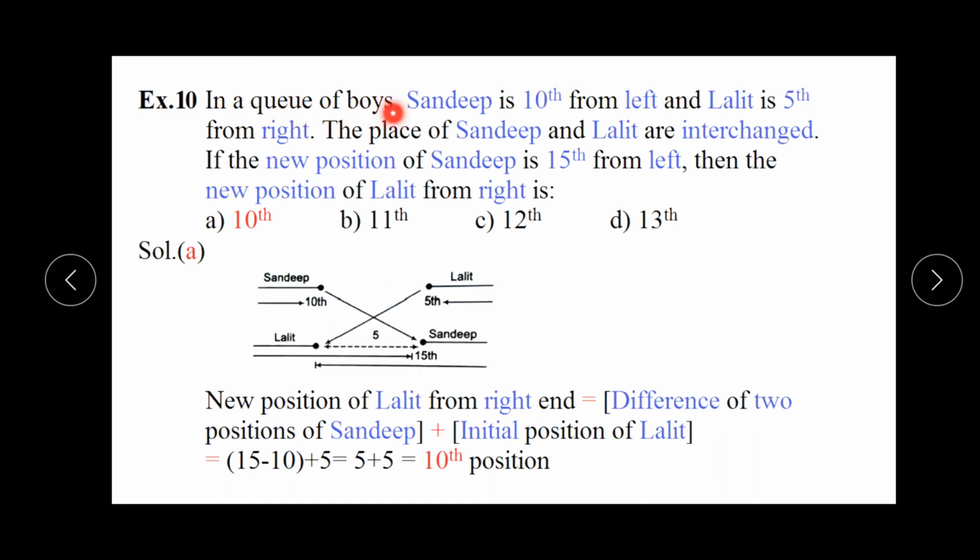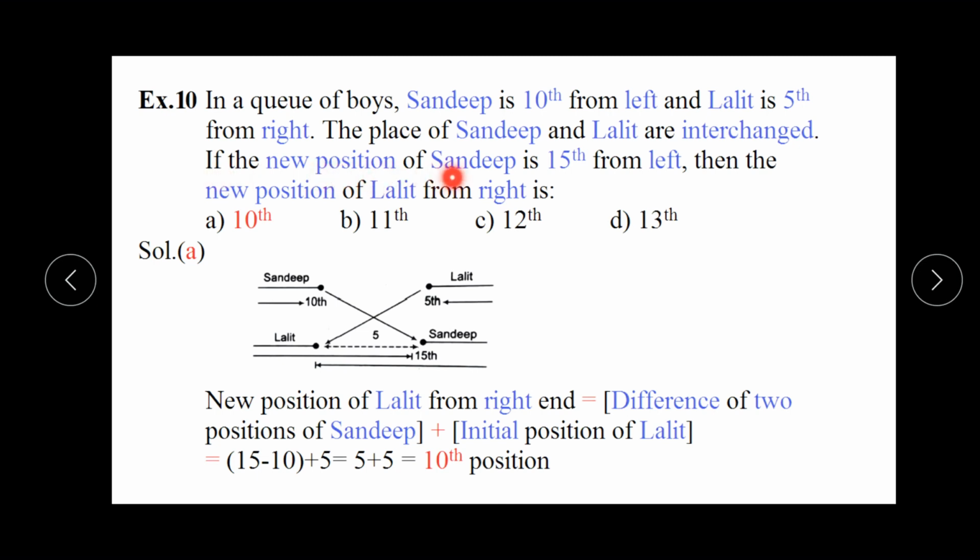In a queue of boys, there are two persons, that is Sandeep and Lalit. Sandeep's position from the left side is 10th. Lalit's position is 5th from the right side. The places of Sandeep and Lalit are interchanged. Both are interchanged. Now Sandeep is at the position of Lalit and Lalit is at Sandeep's position.